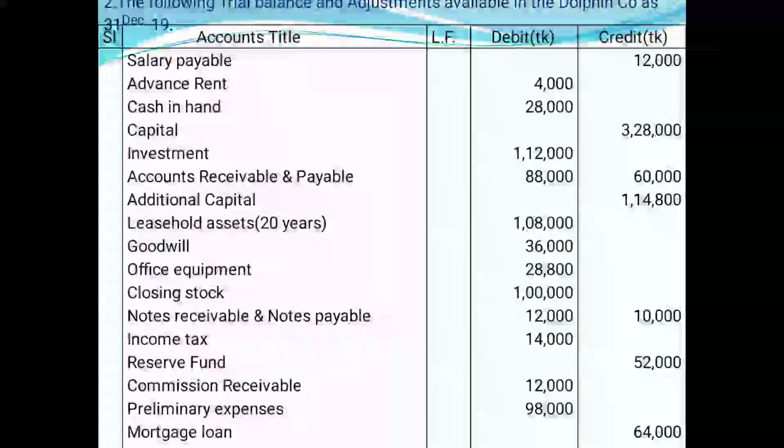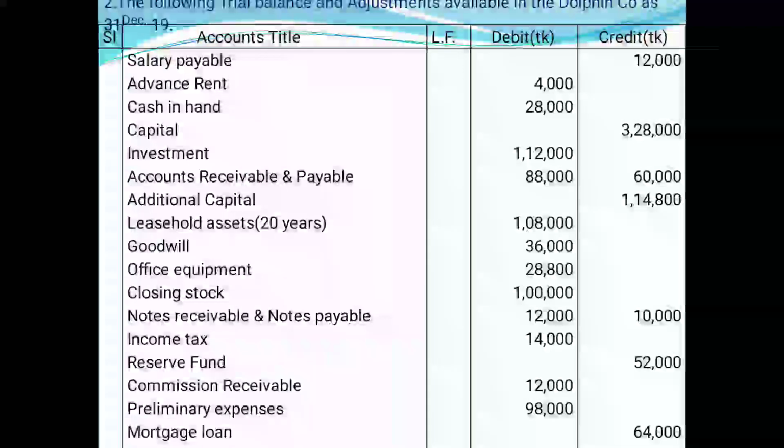Capital, this amount is related to equity. This is the first item of equity, capital. Investment is one kind of asset. Investment means long-term investment. It is treated as long-term investment in the statement of financial position. Accounts receivable and payable. Accounts receivable is one kind of current asset, that is short-term asset, and accounts payable is current liability, that is short-term liability. Both amounts are to be shown in the statement of financial position.